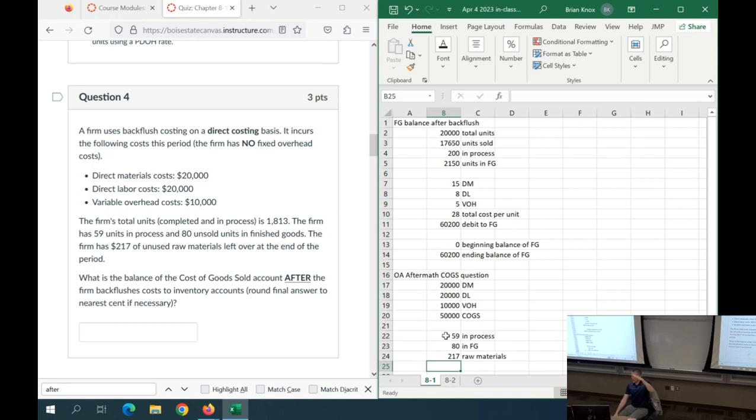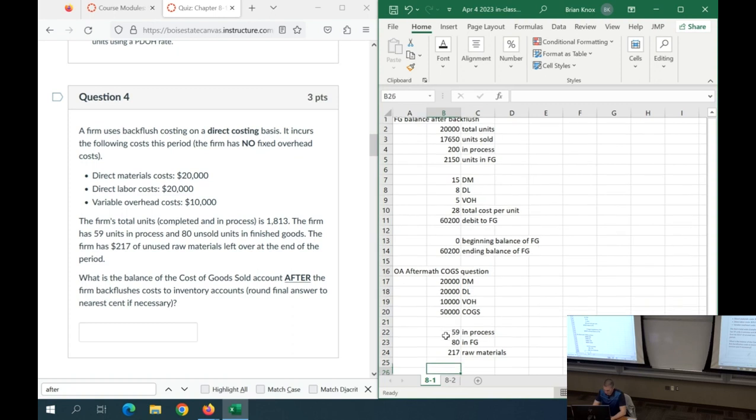In the actual entry, I'll have to split that in process up between the RIP line and the conversion cost inventory account line. But if I'm just looking at what has happened to cost of goods sold, I don't really need to know that. So let's get our rates here.